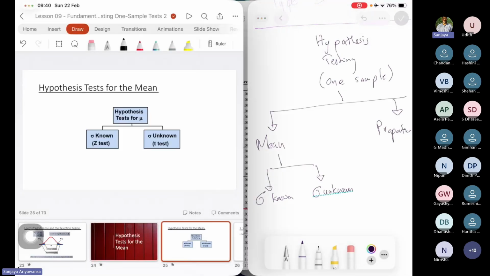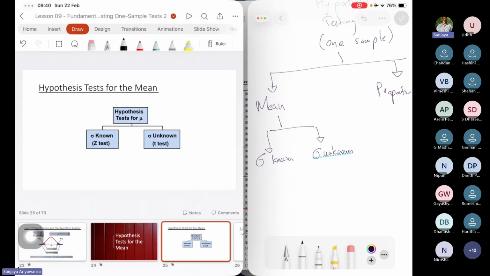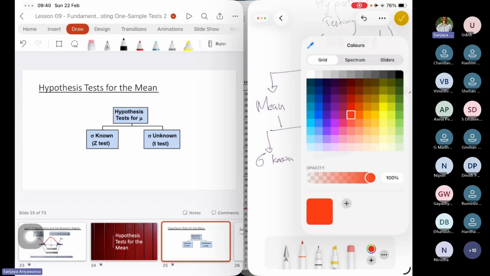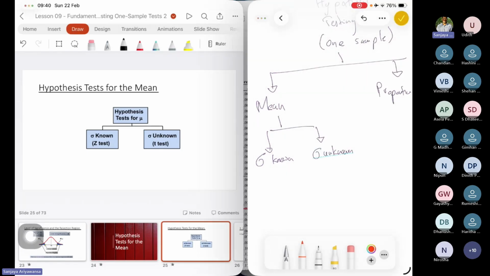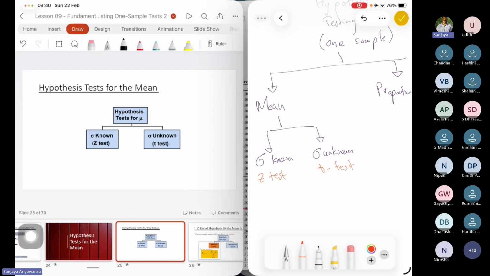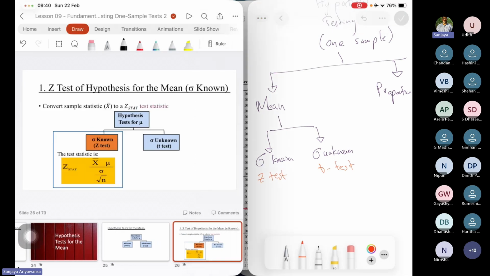When your population standard deviation is known, the distribution table that we're going to use is the Z test. When it's unknown, we will use the t test. So let's dive right in.